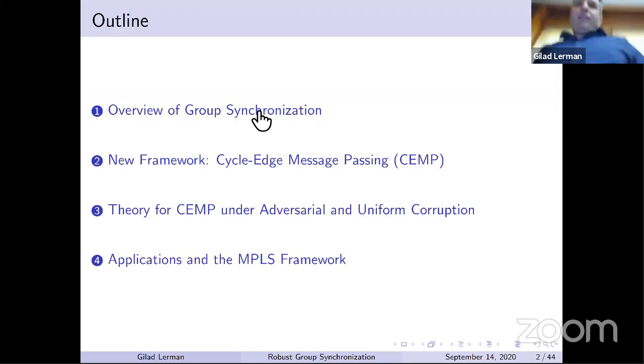So I'm first going to tell you what is group synchronization. Then I will present our message passing approach. I will focus on theoretical guarantees for our work, and I'll also show you that it works in practice on real data sets.